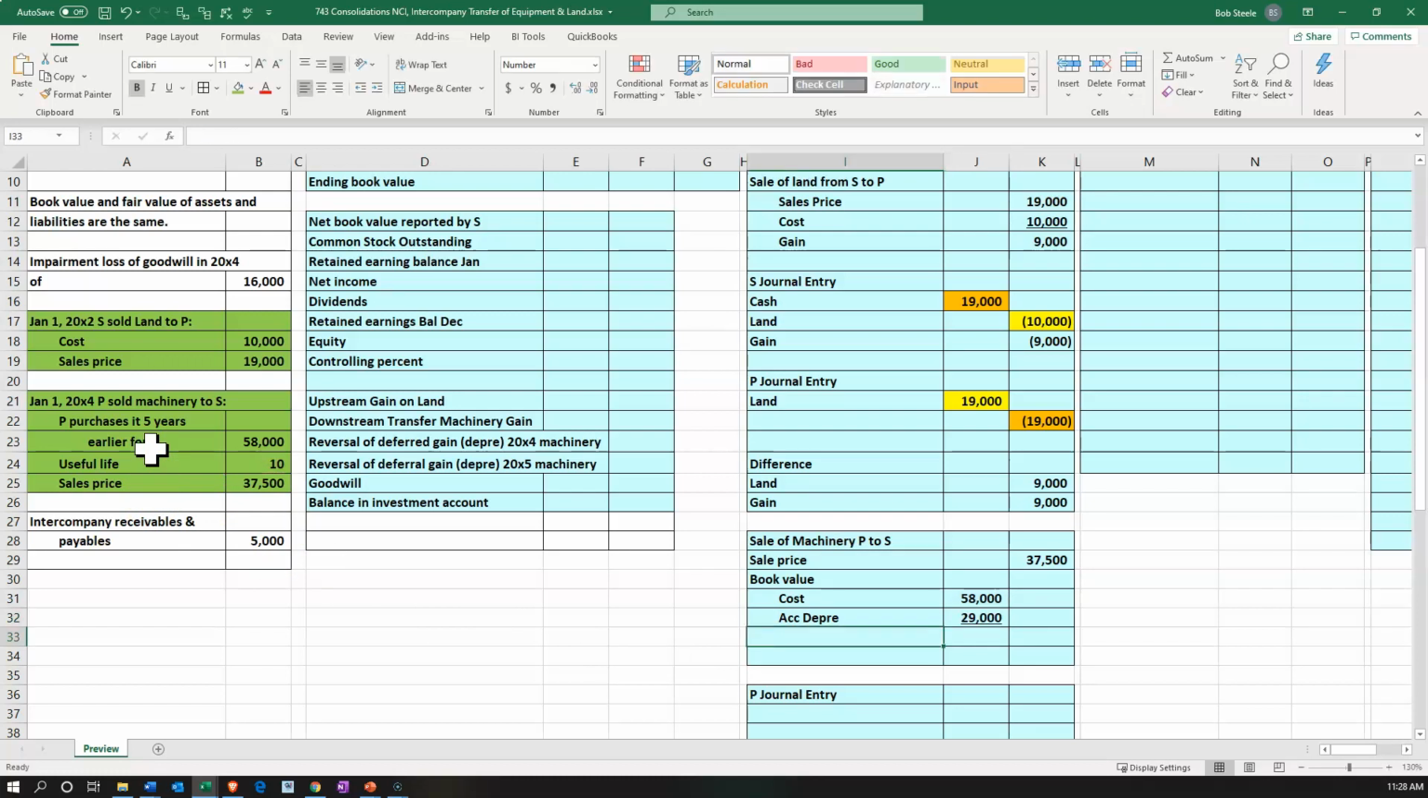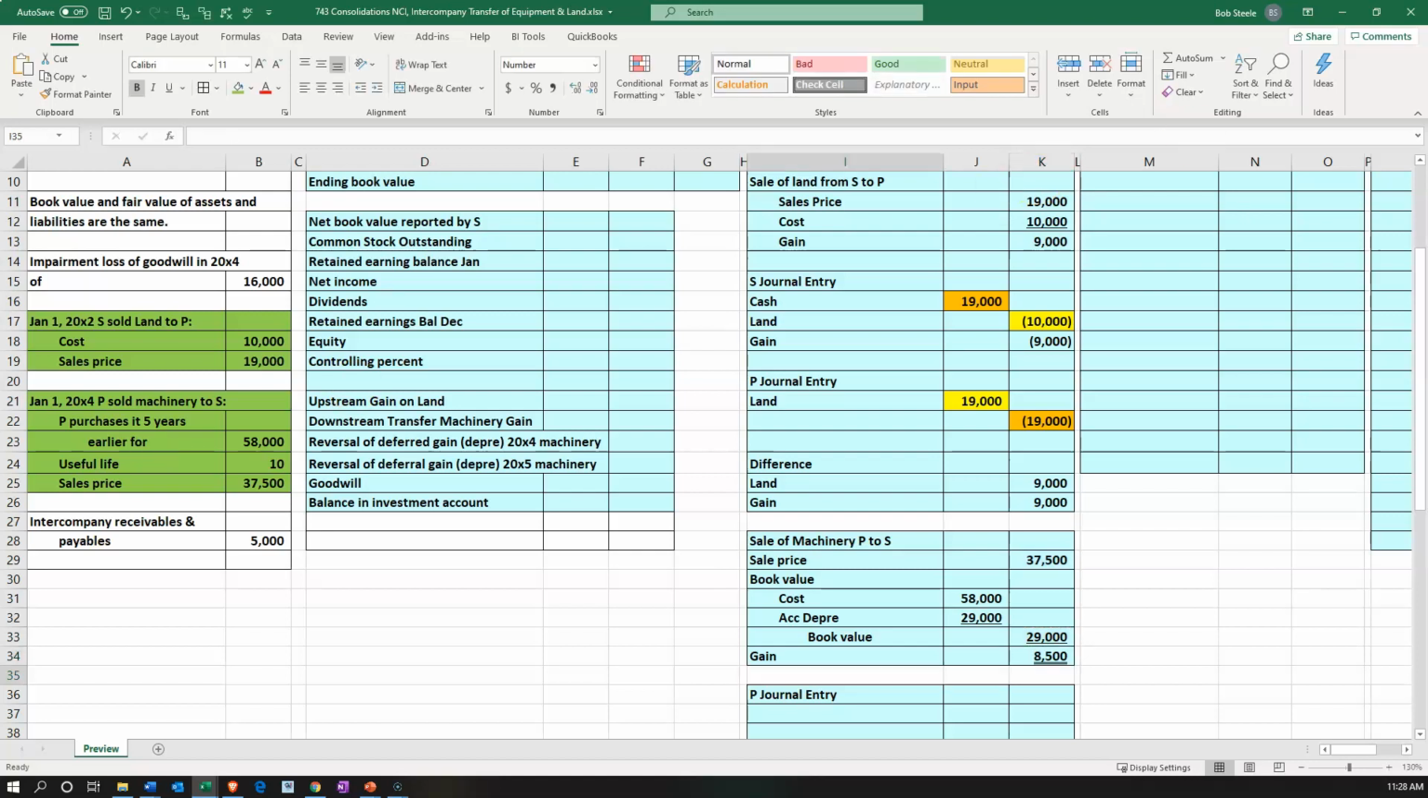Now, in practice, of course, we would have that information, because we would have the depreciation schedules and whatnot, and we would know at the time of sale, we'd actually be able to look at the journal entry and see what was on the books. But in any case, that's going to be the book value. Book value then is going to be the difference of the 58,000 minus the 29,000, resulting in a gain of 37,500 minus the 29, or 8,500.